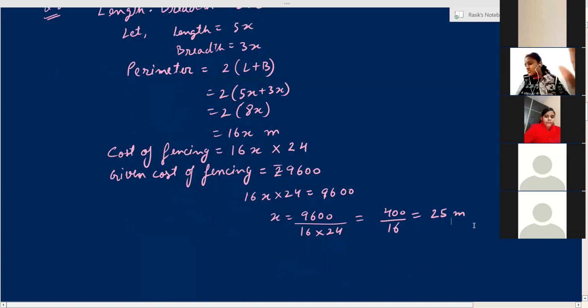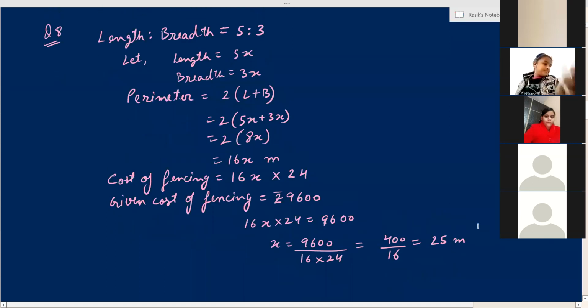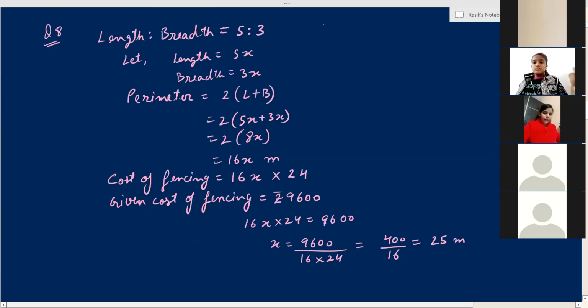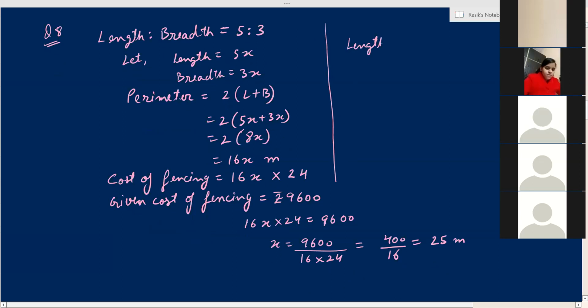Now the length and breadth of the rectangle, that we have to find out finally. Length of the rectangle is 5x. So this will give you 125 meters. The length of the rectangular plot is 125 meters, and the breadth of the rectangular plot is 3x. So this gives you 75 meters.